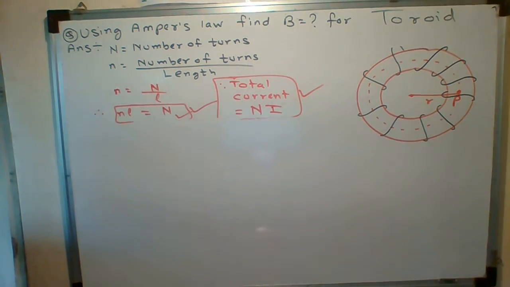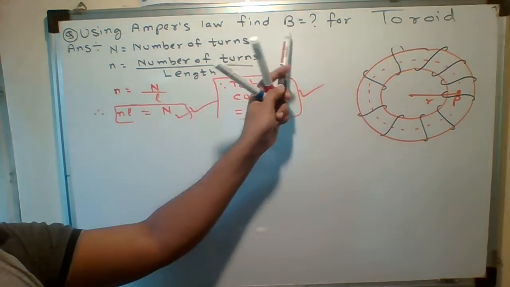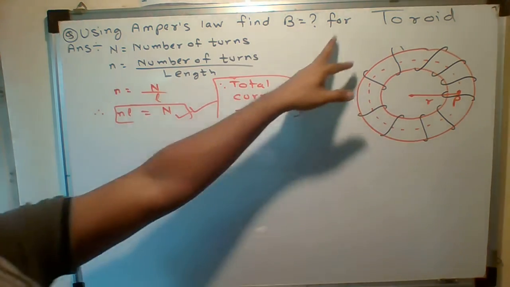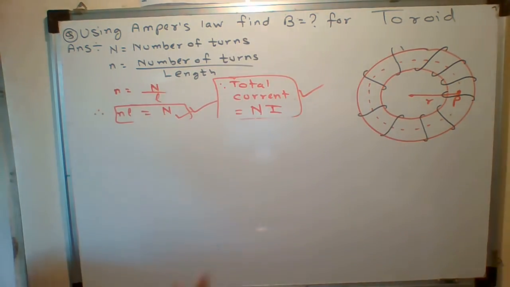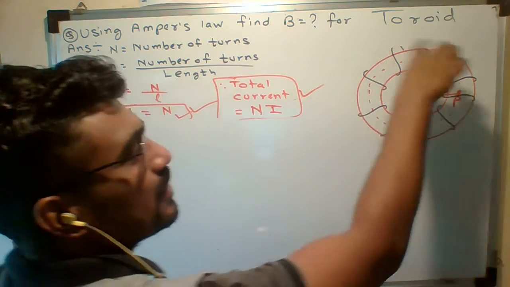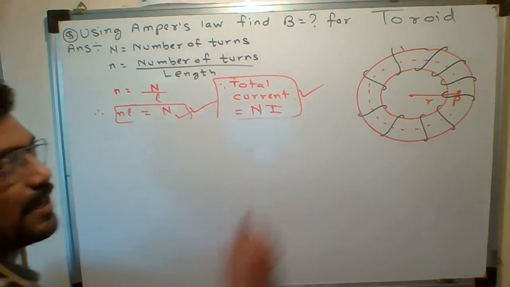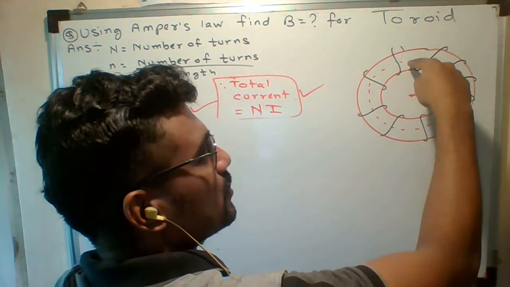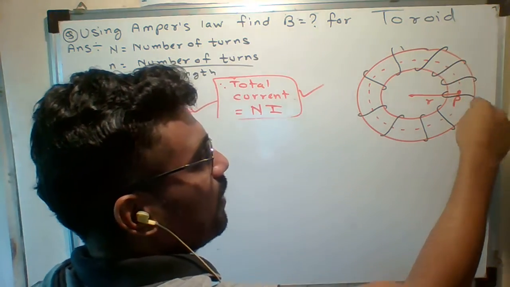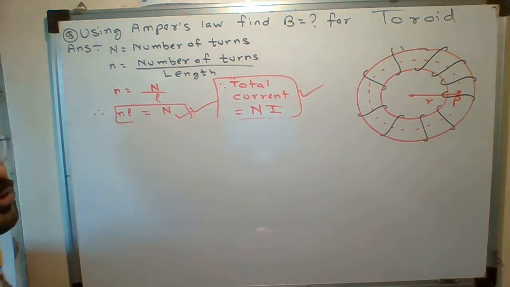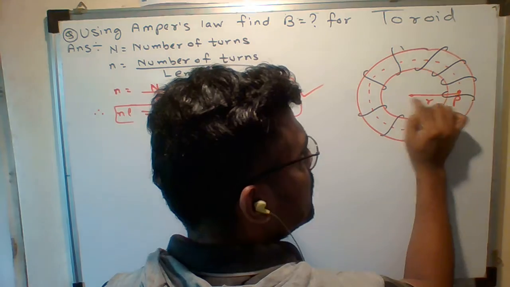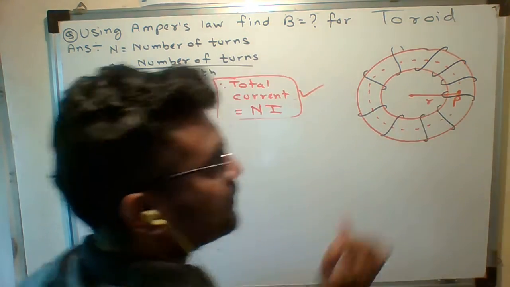What is the next question? Using Ampere's law, find the derivation for the magnetic field for a toroid. For a toroid, we observe a circular conductor, a ring-type conductor, on which a number of turns of windings are wound. Now we consider point P, which is at a distance small r from the center.